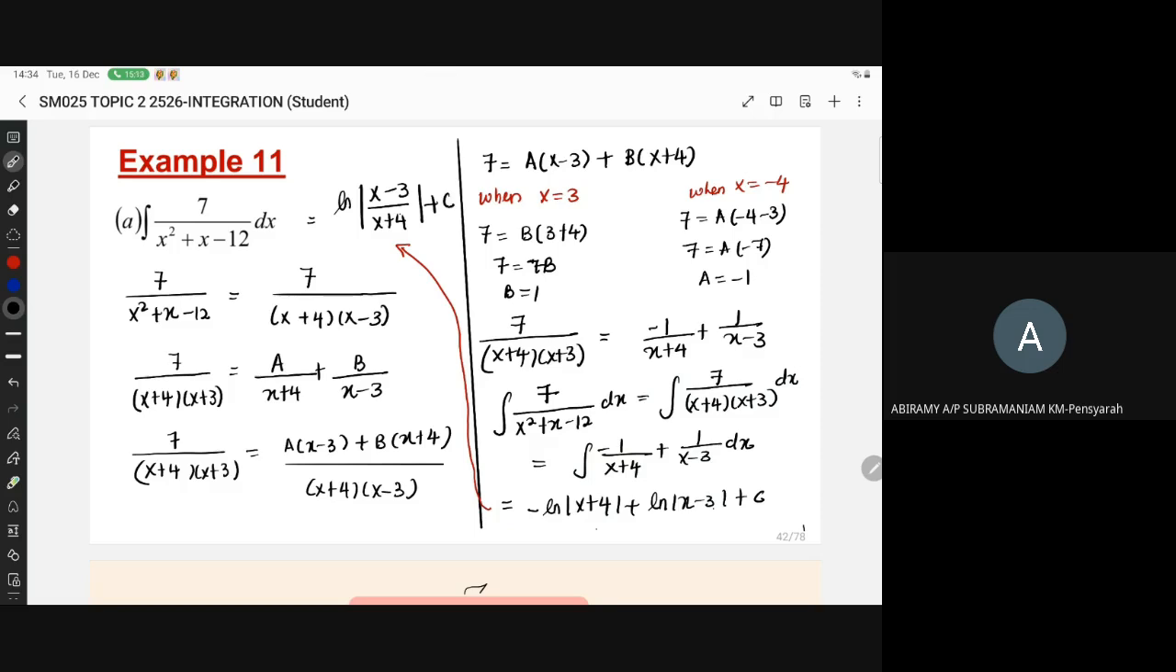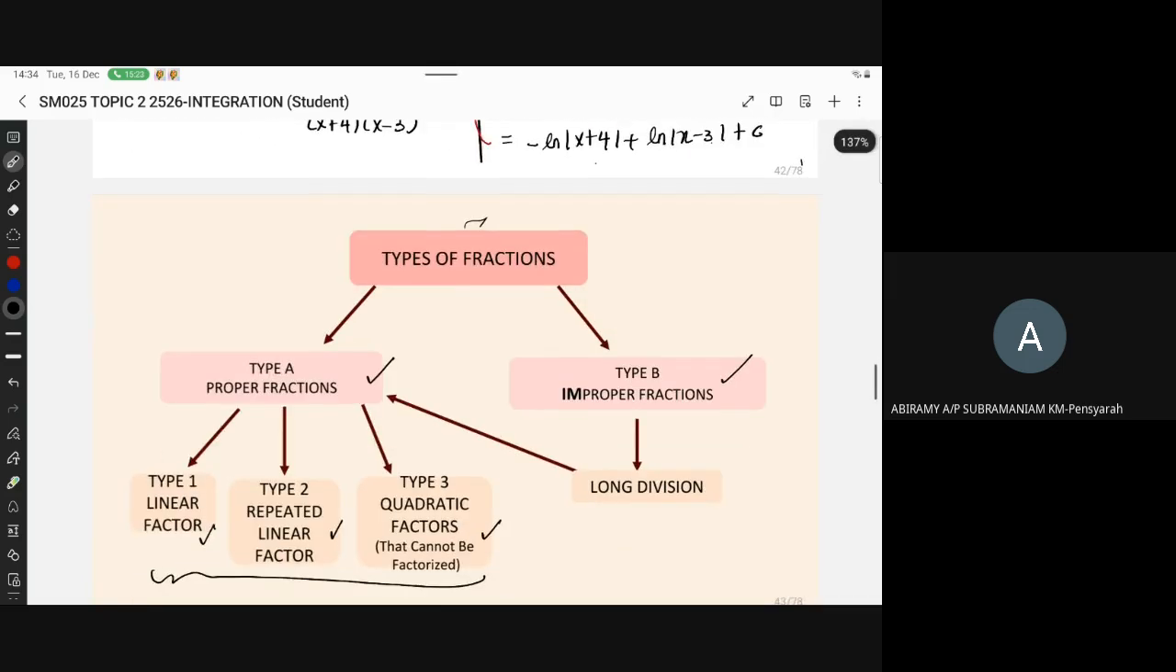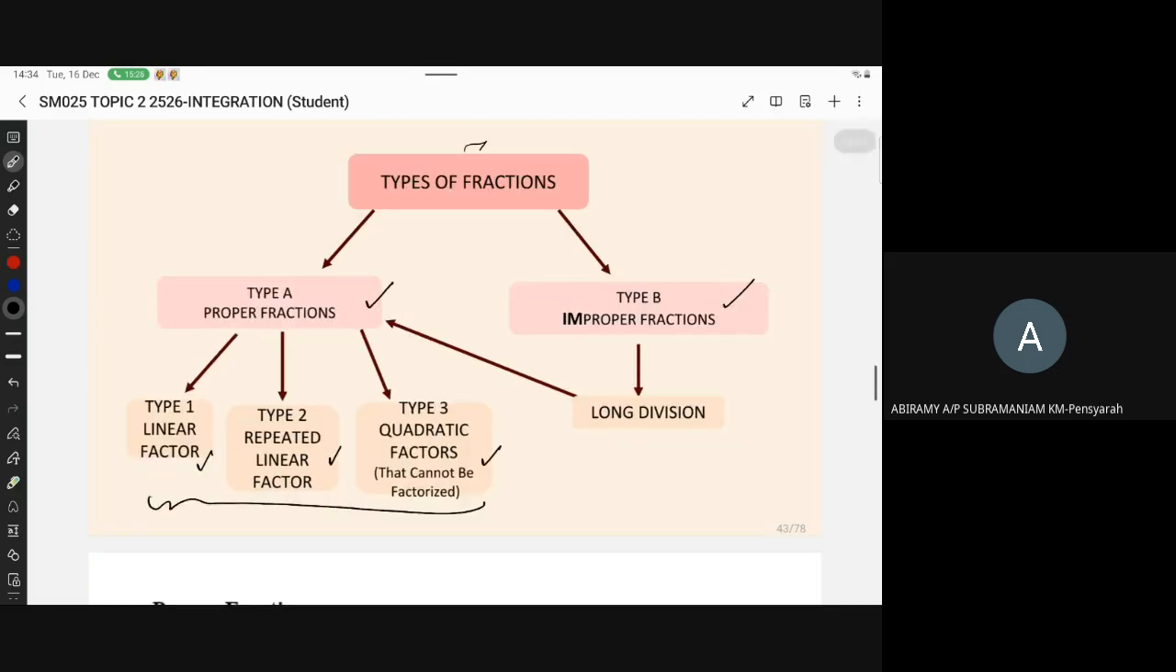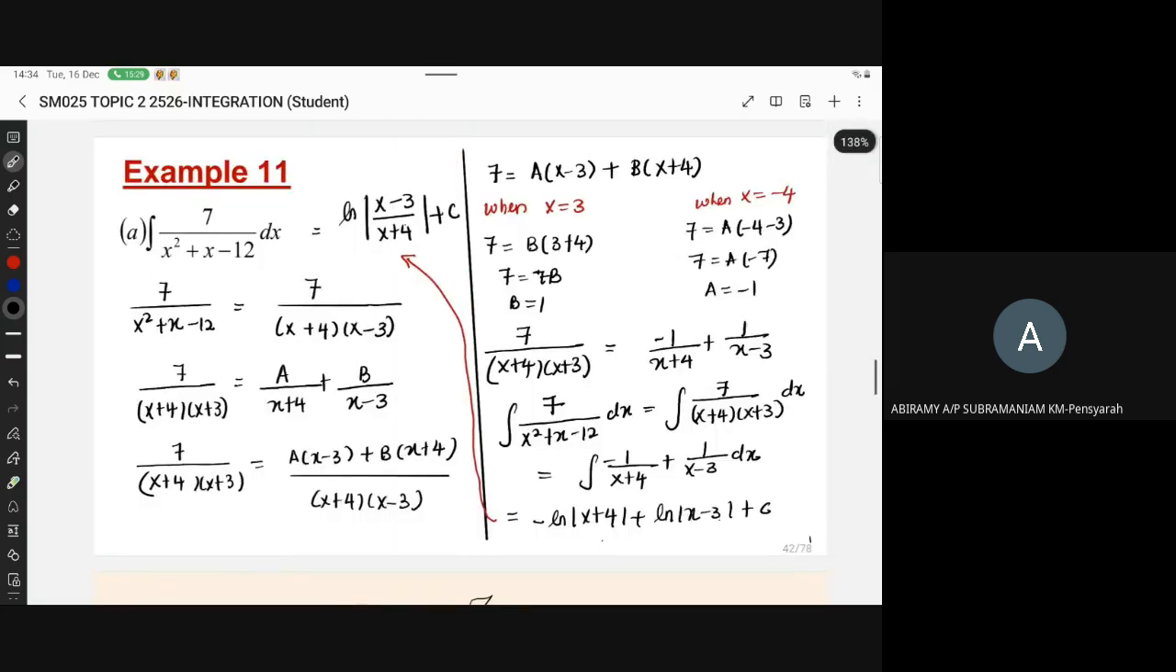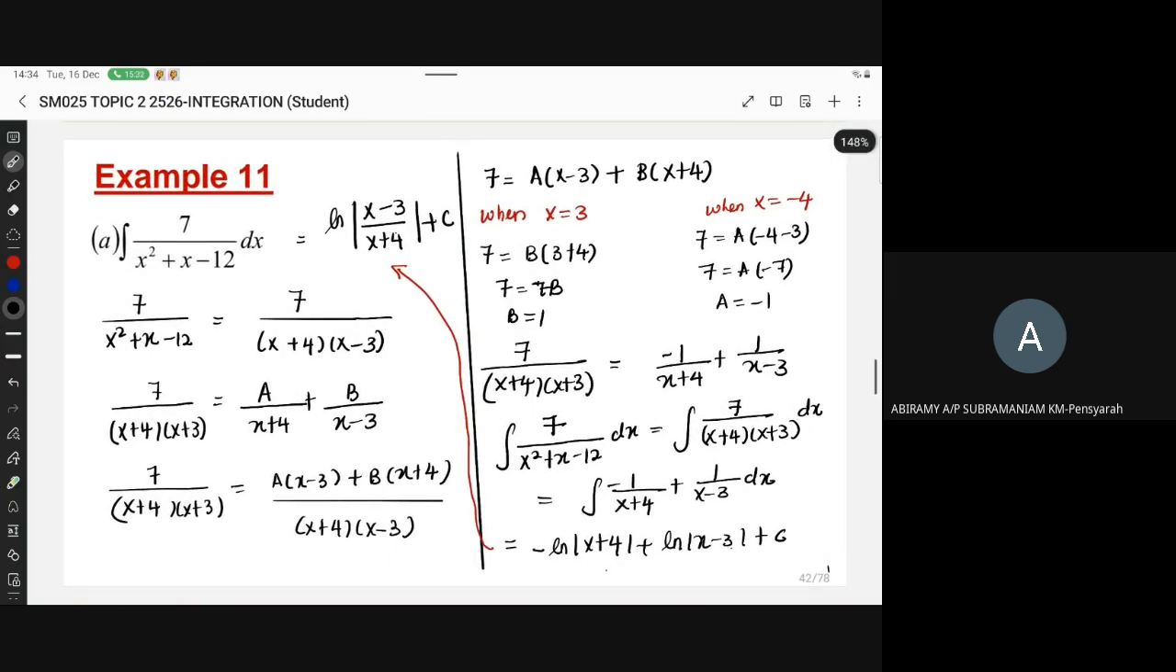Okay, students, so that's how you use partial fractions to solve integrals involving a rational function, which is a polynomial function. Please go through the partial fractions so that you can answer questions involving partial fractions in a better way.